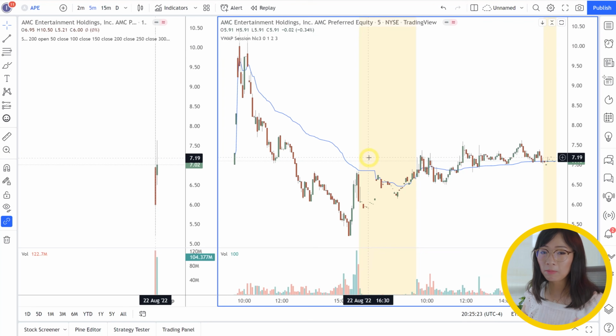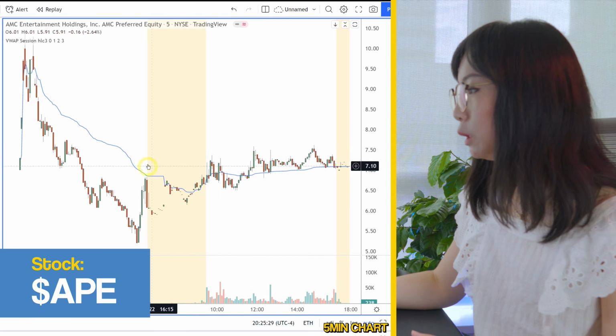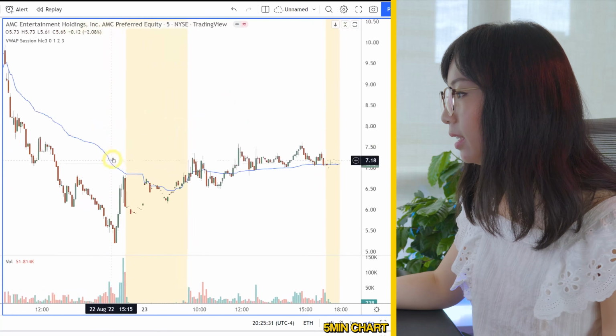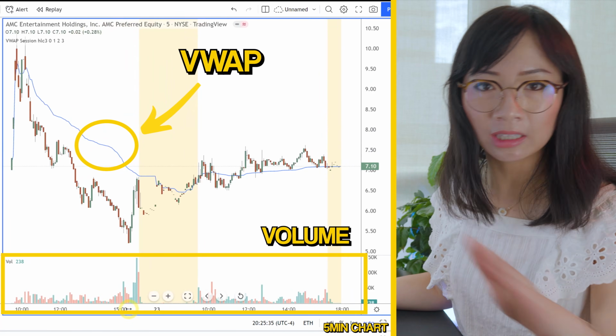Most of you guys probably know by now, I like to keep my charts very clean. All the indicators I use on my chart are this blue line here, which you can see. This is the VWAP over here. I use VWAP and volume, and that's all I use.